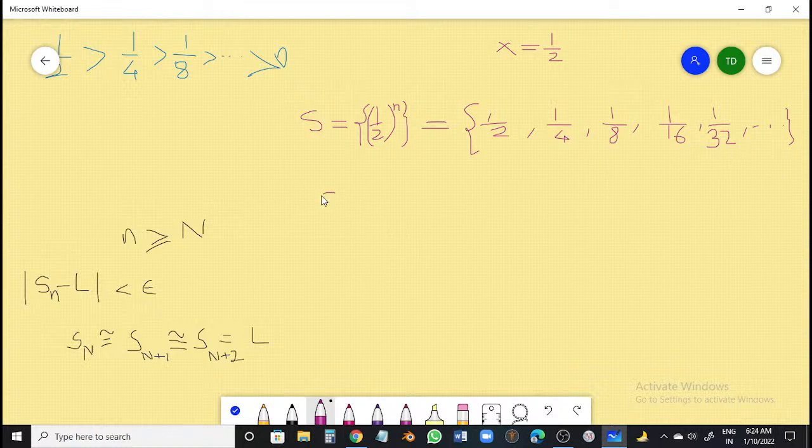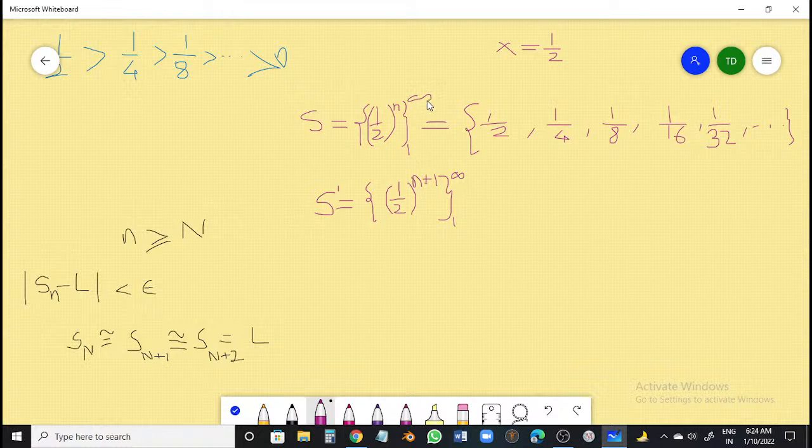Now instead, if I go with another sequence, s dash, and I say this sequence contains half raised to n plus 1, hope you are following. I am taking half raised to n plus 1, and as usual my n begins with 1, so it is 1 to infinity. Here also let me write the subscript.